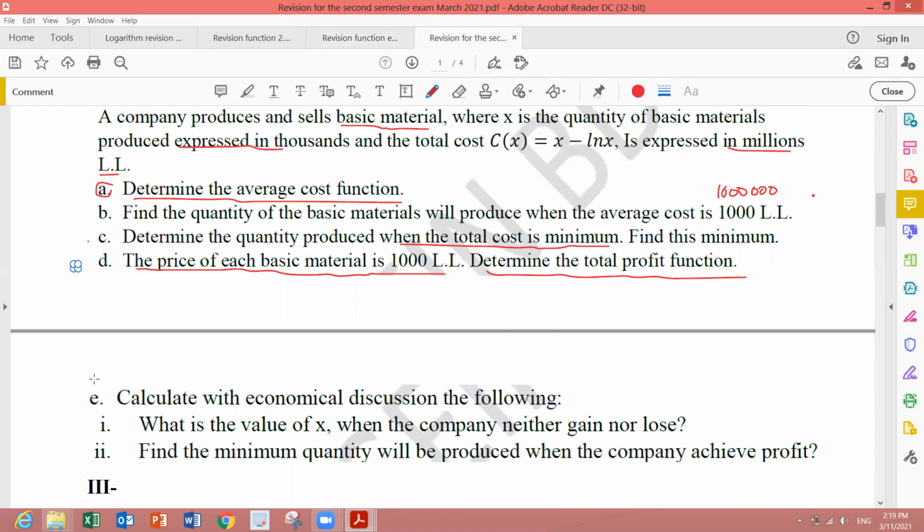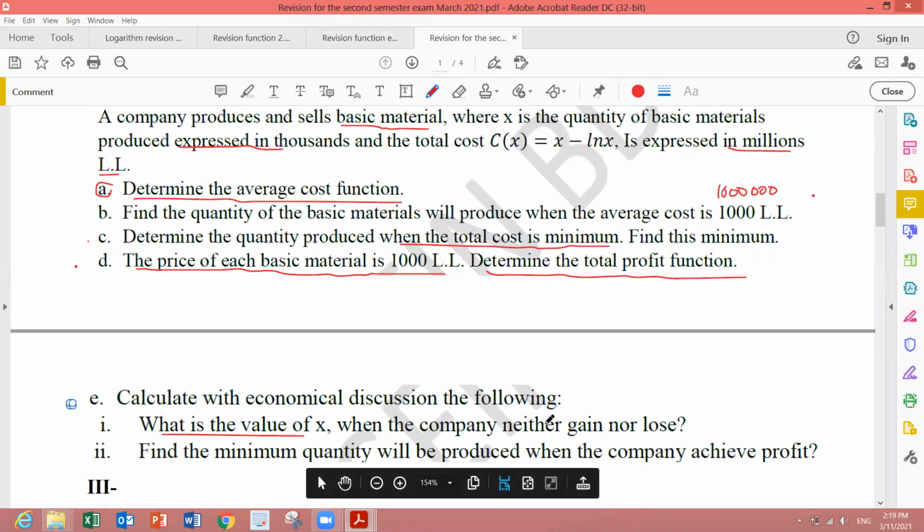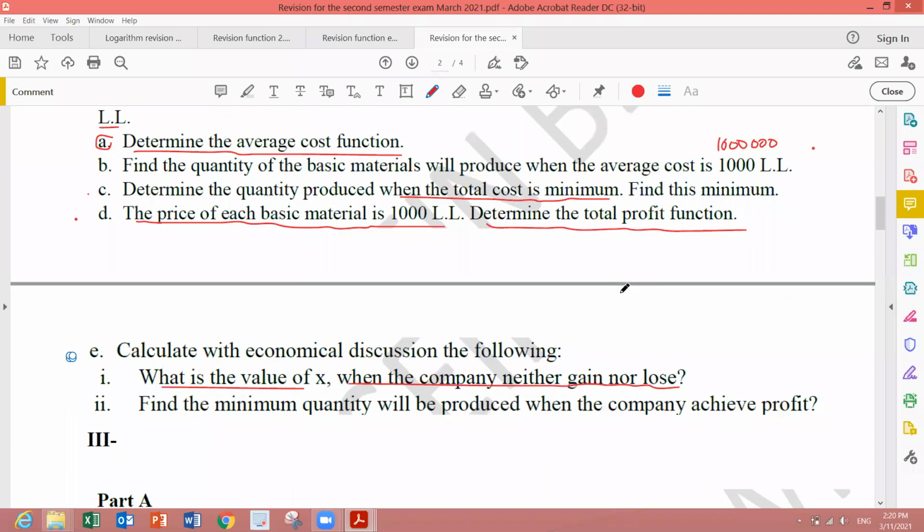Now part E, calculate with economical discussion the following. What is the value of X when the company neither gains nor loses? In which case the company neither gains nor loses.